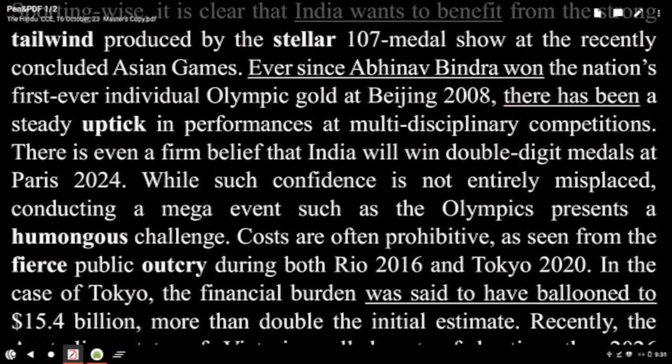Where do you see present perfect? Ever since Abhinav Bindra won the nation's first ever individual Olympic gold at Beijing 2008, there has been, there you write present perfect. This pair you have to remember. Ever since he got a job, he has been a changed person. Ever since she got married, she has been a different person. Can you see the pattern? This pattern is an important pattern from the exam point of view.